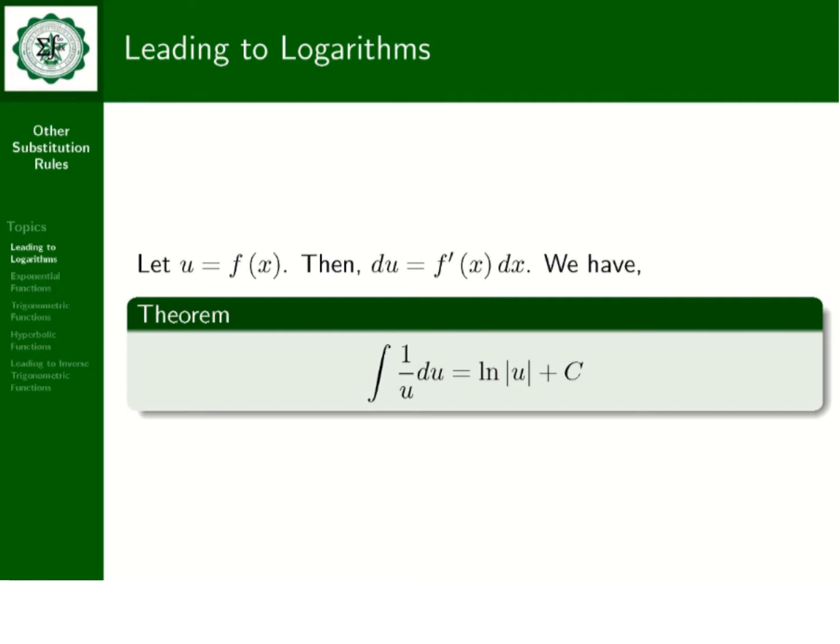First, we have cases leading to logarithms. This is our formula. The indefinite integral of 1 over u du is equal to the ln of the absolute value of u plus c. Here, we let u be f of x, and we know that du is equal to f prime of x dx.